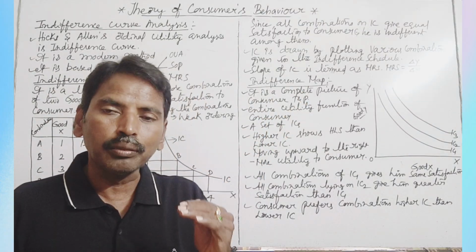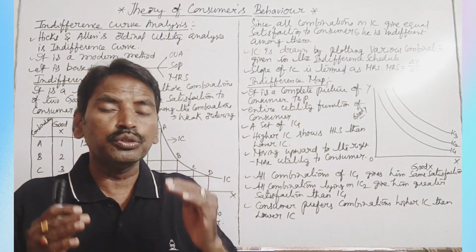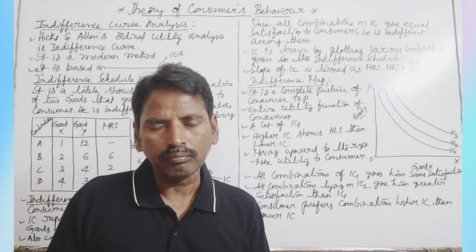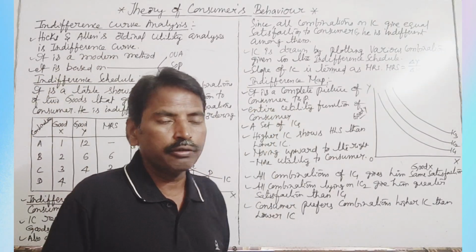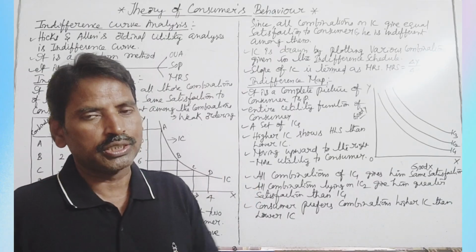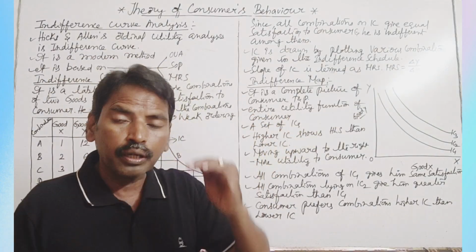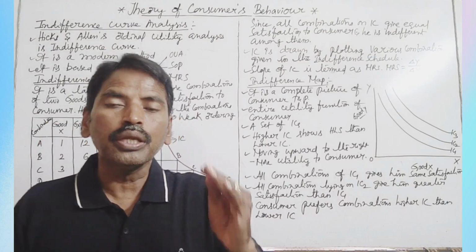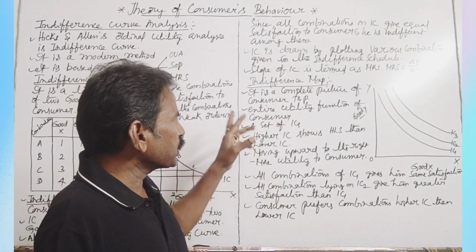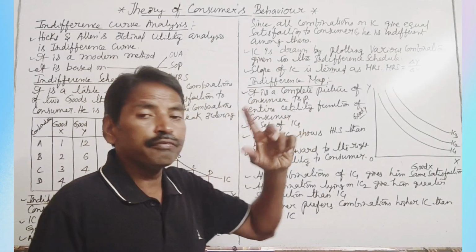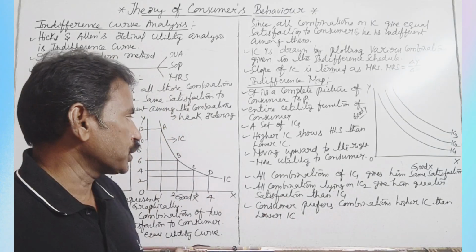Next, indifference map. What is the meaning of indifference map? It is a complete picture of consumer's taste and preferences. Indifference curve map represents the complete picture of consumer taste and preferences, and it explains the entire utility function of a consumer. It means an indifference map is a set of indifference curves.